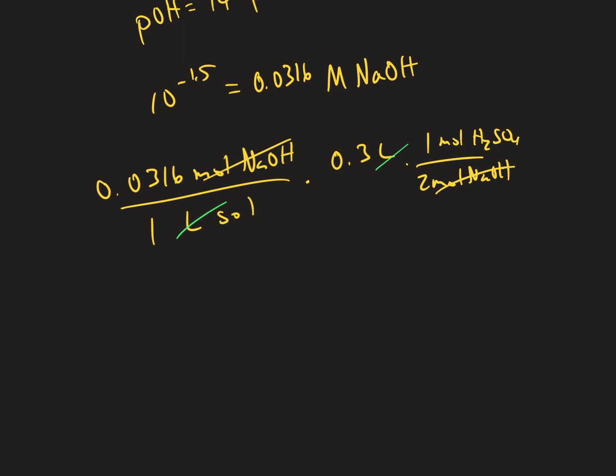So 0.0316 multiply 0.3 divided by 2. Tell me what that is. .00474. Anybody else get that? We'll go with it. Okay, and that's going to be, what's my units? Moles of H2SO4, right?